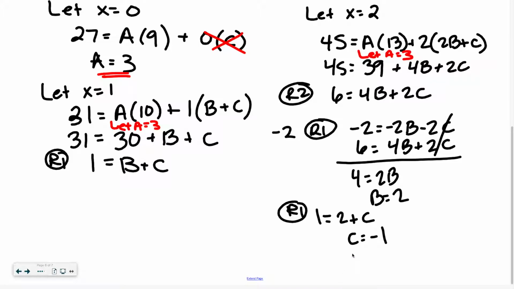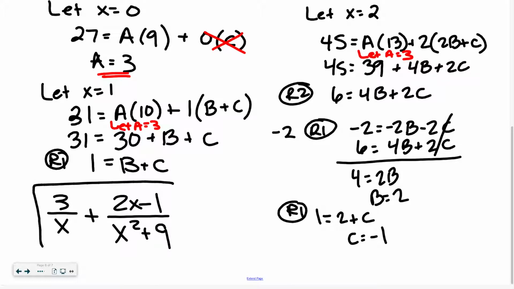Okay, and then the last thing is put all this stuff back. So what did we have? 3 over x plus bx plus c, so 2x minus 1 over x squared plus 9. That's my partial fraction decomposition.